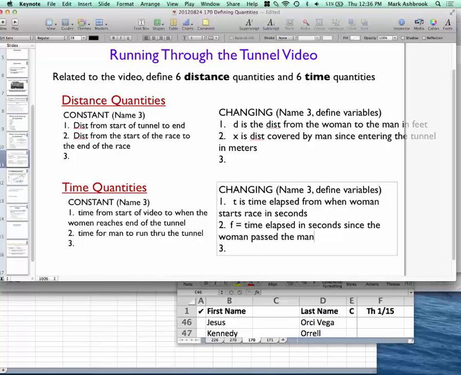Did she meet all the three criteria for defining a variable? Absolutely. Time elapsed is a quantity. It's nice and specific since the woman passed the man, and we got in seconds in there. So really, being this specific and this nitpicky is what allows you to have success when you're solving problems, if you're paying attention to the quantities and how they're changing.